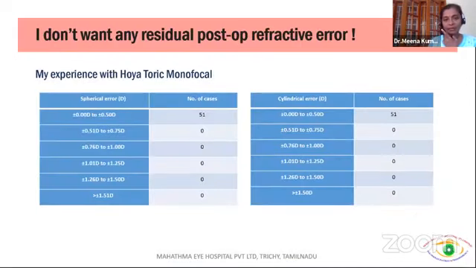And this is my study on 51 eyes in our Mahatma Eye Hospital. We found no post-op residual refractive error in any one of these eyes. And in all the eyes, whatever we found as a cylindrical error in the post-operative period was less than or equal to 0.5, not even a single eye beyond 0.5 cylindrical error.